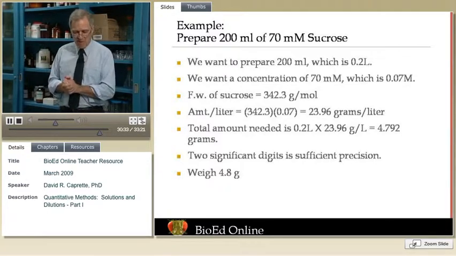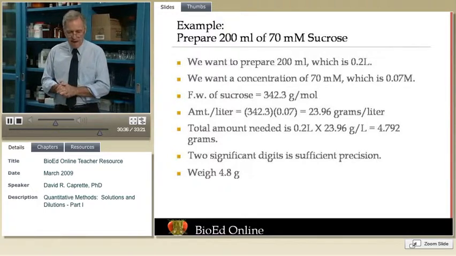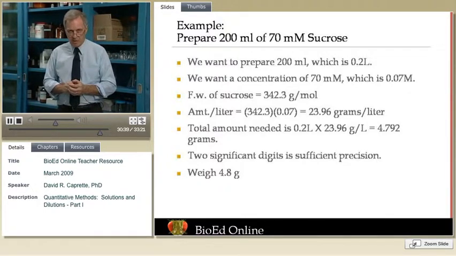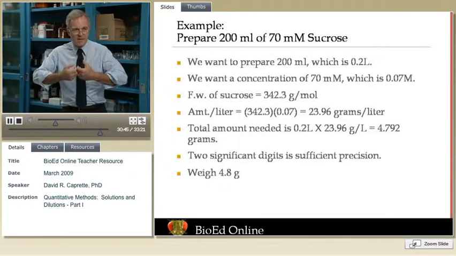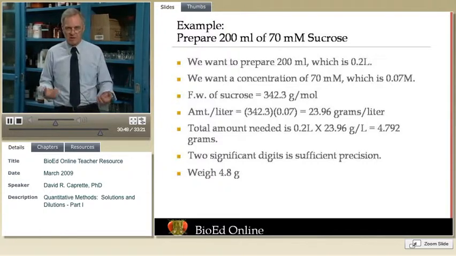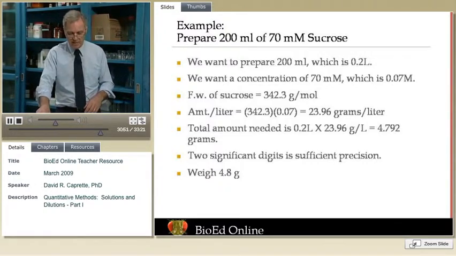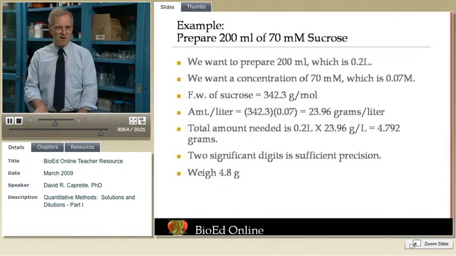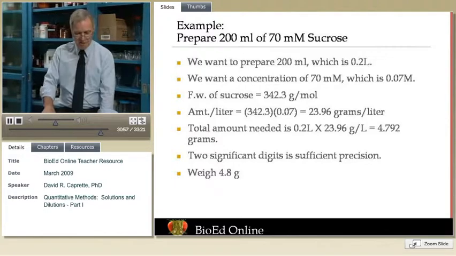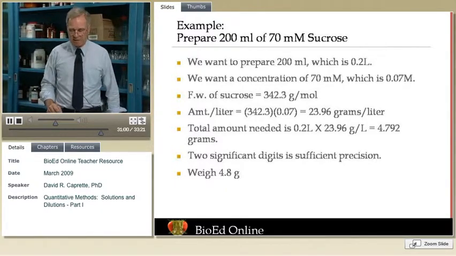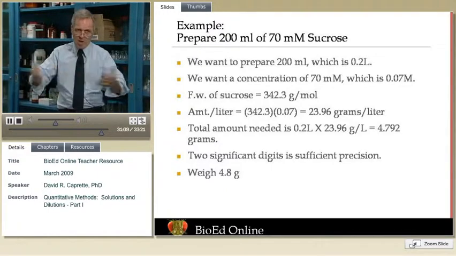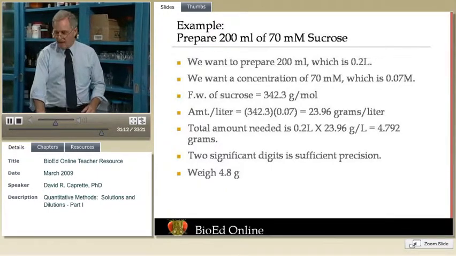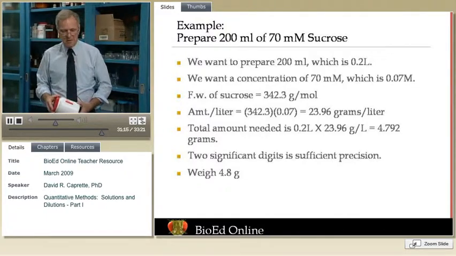Now, okay, 4.792. We describe this solution as 70 millimolar. I didn't describe it as 70.00 millimolar or 71.72 millimolar. Described as 70 millimolar, it means that this doesn't need to be extremely precise. 4.792 rounds up very nicely to 4.8. So what I'm going to do is weigh out 4.8 grams of sucrose. I'm going to be quite happy. One thing I did do, though, is I kept full precision while doing all the calculations. I took my result at the end, rounded it up. All right, now I'm going to go ahead and weigh out the sucrose, make my solution.